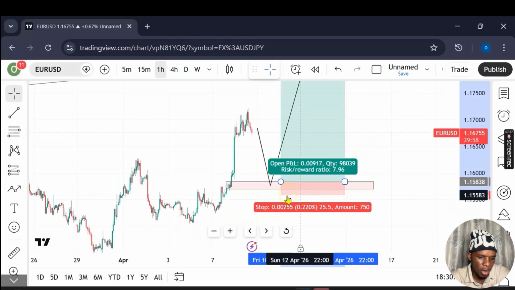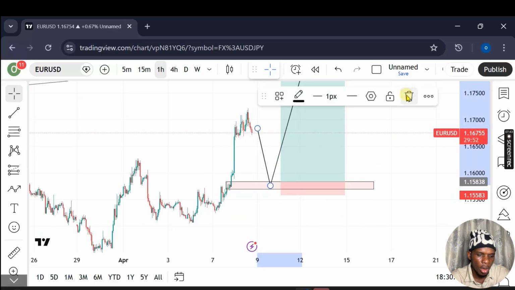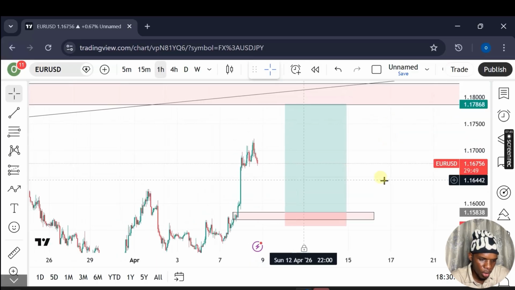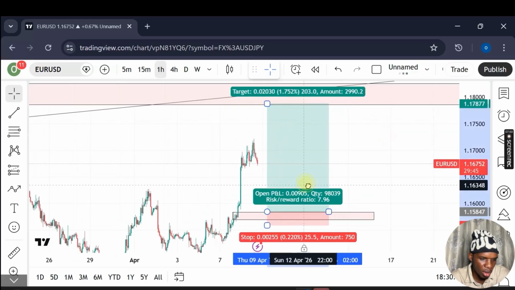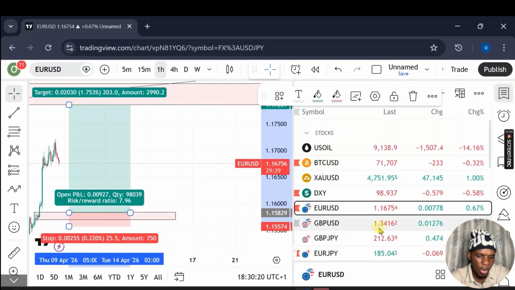Okay, let's say 25 pips. As you can see, 25 pips. So this is my analysis for this week. I'm going to share this on the group. Expect the Euro USD to come down to this area, then we buy. Then let's go over to GBP USD.